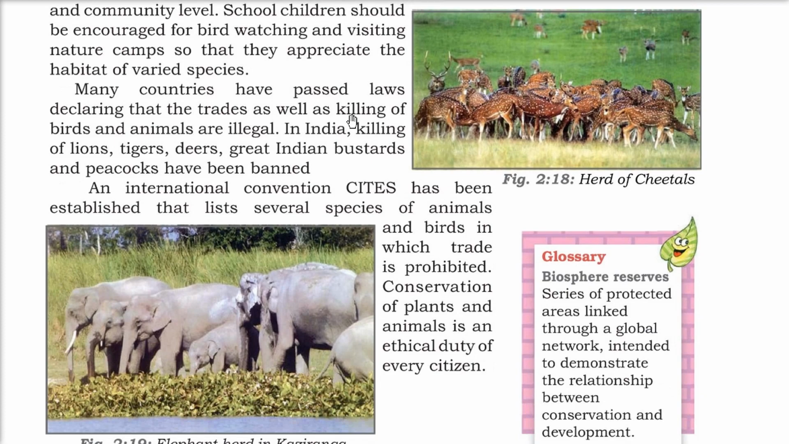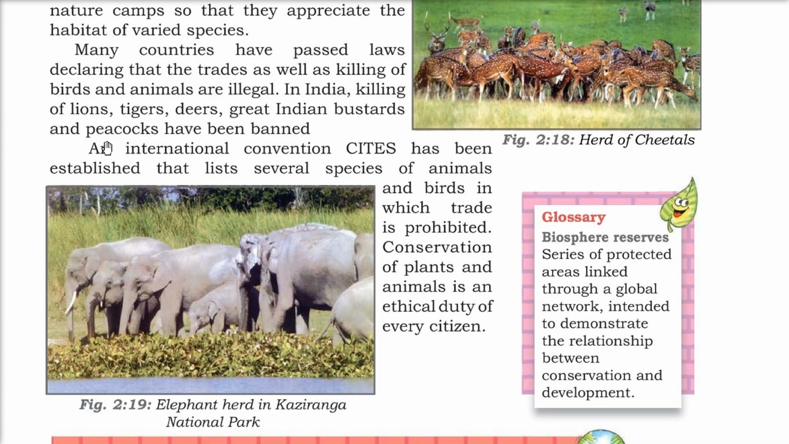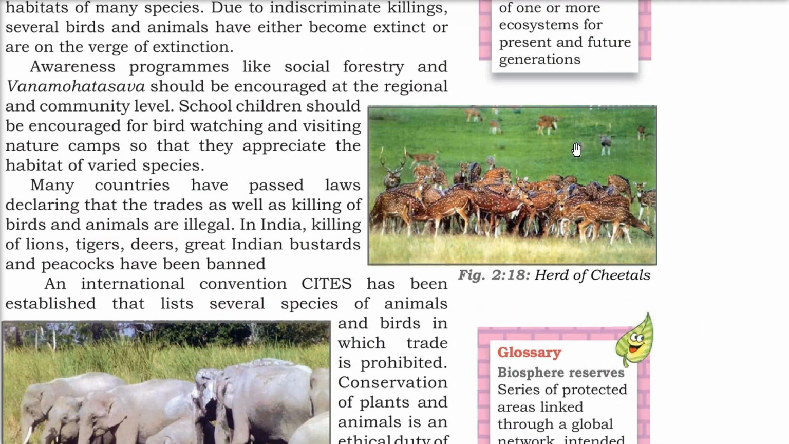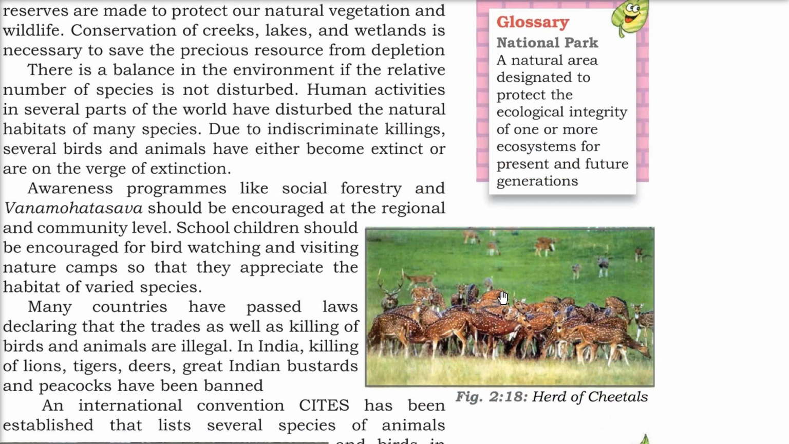And many countries have passed a law that the trading of the killed animal parts is illegal. In India, killing of lions, tigers, deer, great Indian bustards and peacocks is banned. You cannot kill them. See how beautiful this herd of cheetahs is. And let me give you the national park idea. The national area designated to protect the ecological integrity of one or more ecosystems for present and future generations. This is a national park.